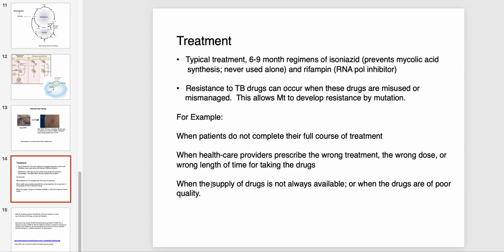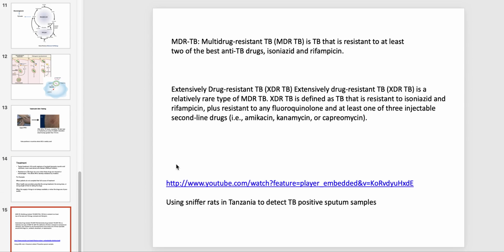This is a big issue in third world countries. Supply of drugs not always available, or the drugs are of poor quality. They're expired, for example. MDR-TB is multi-drug resistant TB, and that is defined as a microbe that's resistant to at least two of the best anti-TB drugs, isoniazid and rifampin or rifampicin.